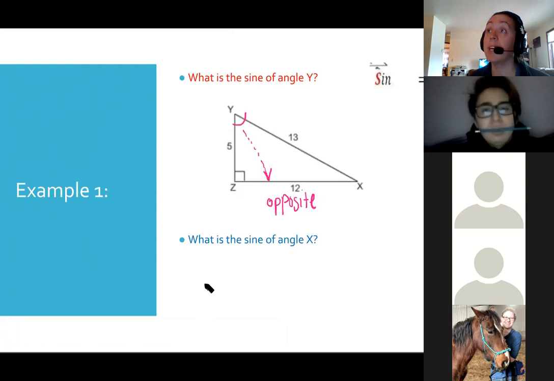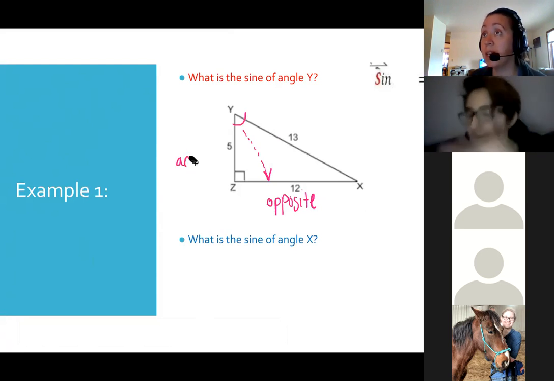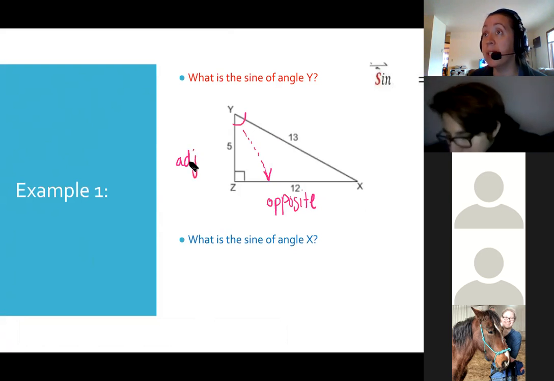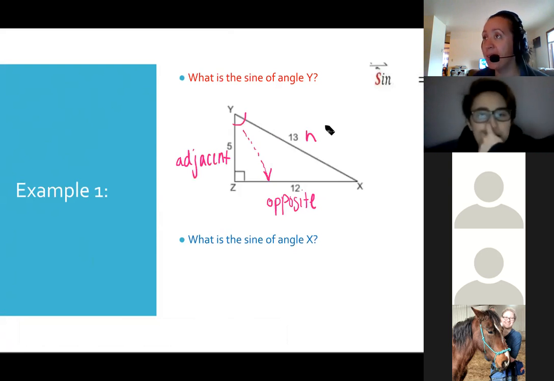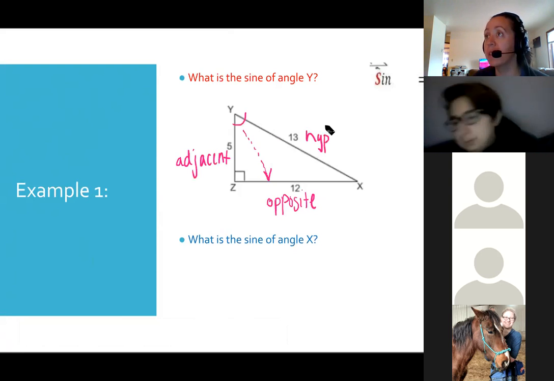Okay, 5. Yep, exactly. 5 would be the adjacent side because it's this other straight up and down side that's right next to the opposite side. And that means that 13 is that hippopotamus, right, Allie? Hippopotamus or hypotenuse.